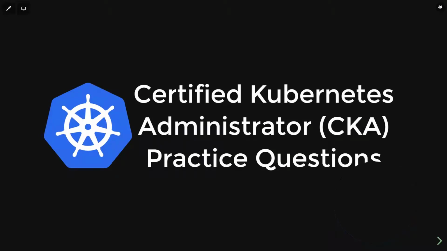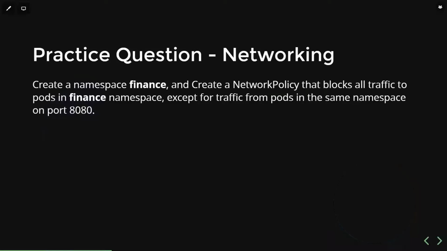In this video, we're going to take a look at a practice question on networking. The question we have today is to create a namespace called finance and a network policy that blocks all traffic to the pods in the finance namespace except for the traffic from pods in the same namespace on port 8080. So we are going to take help of documentation to solve this question.